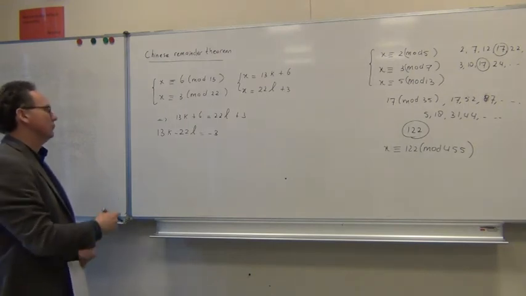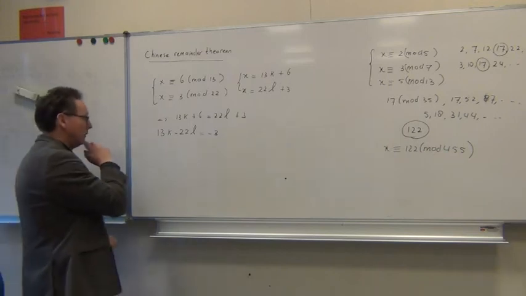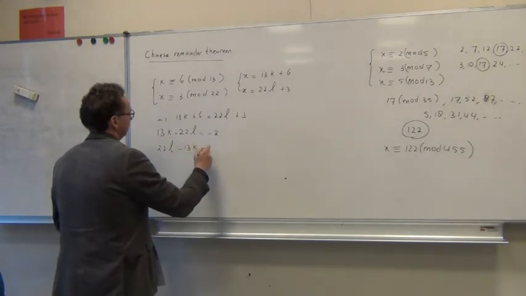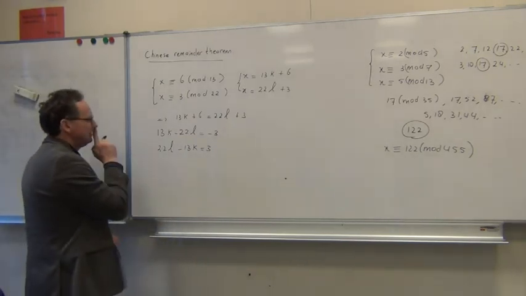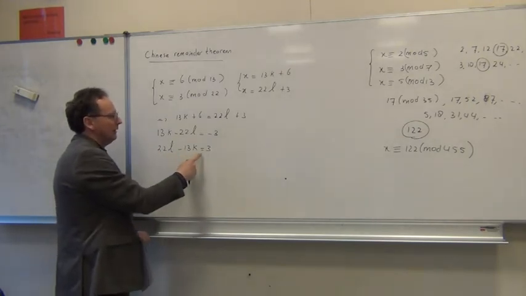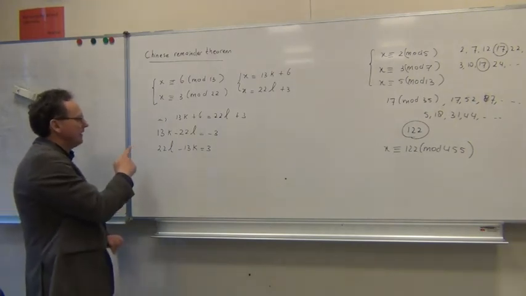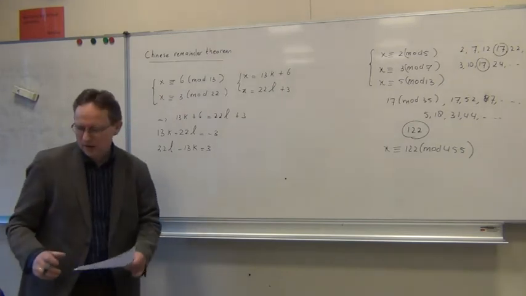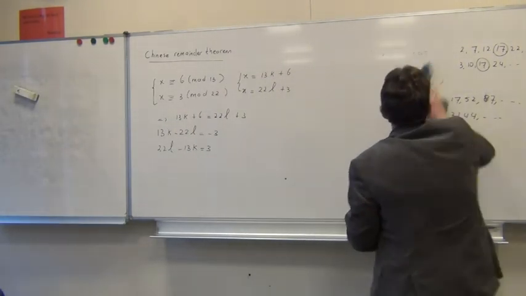Yes. You can also turn it around: 22l minus 13k is 3. Okay, remember what we learned about Diophantine equations. In a situation like this, 22 and 13 have a GCD of 1, so there must be at least one solution, and the solution can be found by using the Euclidean algorithm and turning it around. So let's look at how that works.